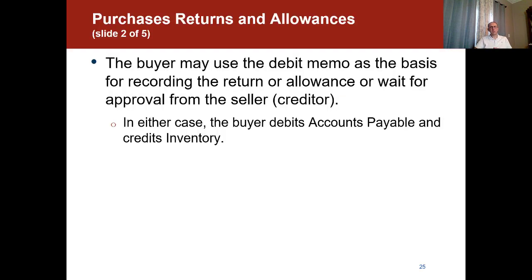The buyer may use the debit memo as a basis for recording the return or allowance or wait for approval from the seller, or in this case, the creditor. In either case, the buyer debits accounts payable and credits inventory. So remember, the debit memo got its name because we are referring to the accounts payable in this case.